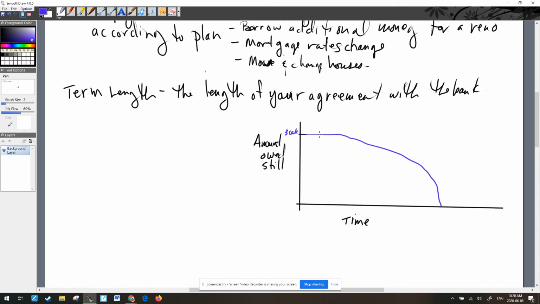And what happens is that it's not supposed to be flat there. It's supposed to be a little bit sloped. What happens is that at first you're paying more interest than anything else, but as time goes by, you're paying more and more principal, which is the money that you actually owe off of your mortgage. So it goes like this.